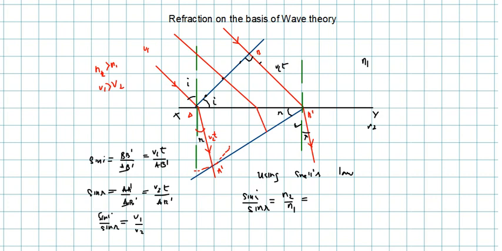Because the relative refractive index N21 is defined as V1 by V2, the velocity in the rarer medium to the velocity in the denser medium. So it is correct only, sorry, I was just thinking something else, just trying to keep the video short. So this is N21, which is nothing but N2 by N1. Hence, Snell's law is proved, right?